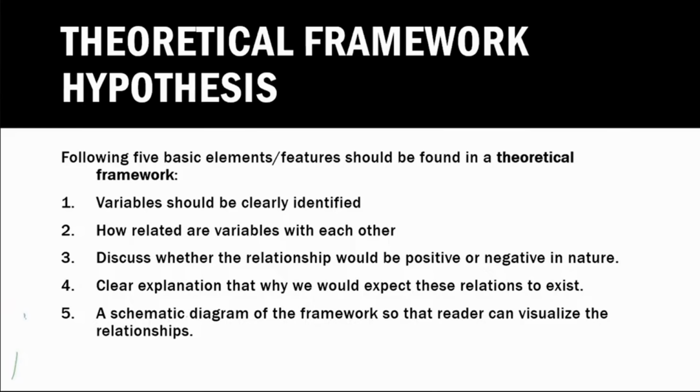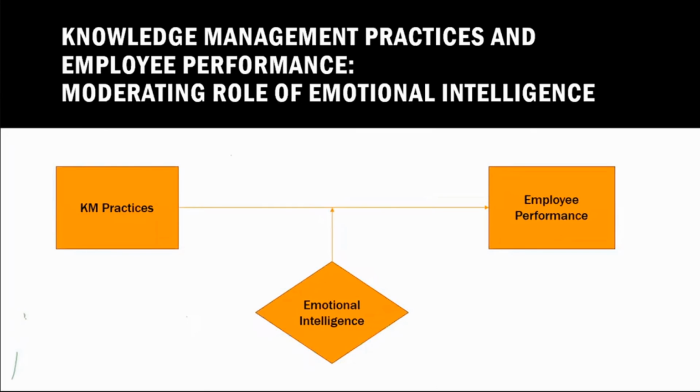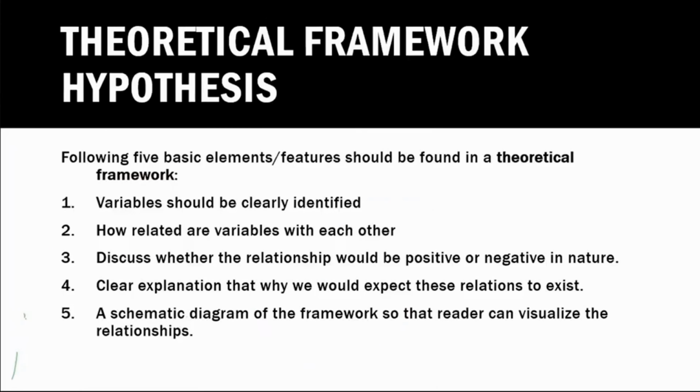You must discuss. Your discussion should lead us to this conclusion that variable A is related to variable B, and discuss whether the relationship would be positive or negative. For example, are turnover intentions leading to job dissatisfaction, or is job dissatisfaction leading to employee turnover? Which one is the independent variable, which one is the dependent variable, and how these relationships are there? And also explain why would we expect these relationships to exist?